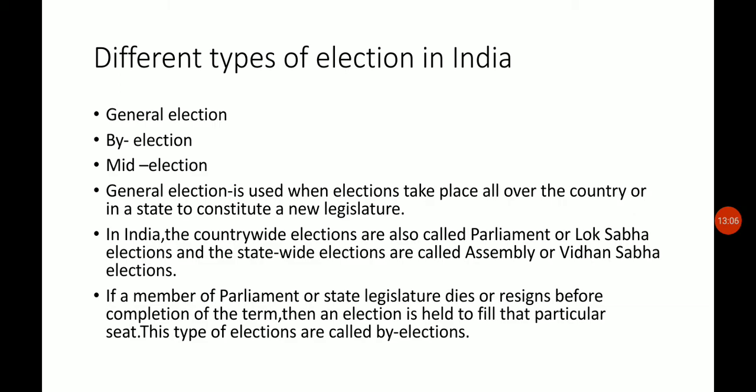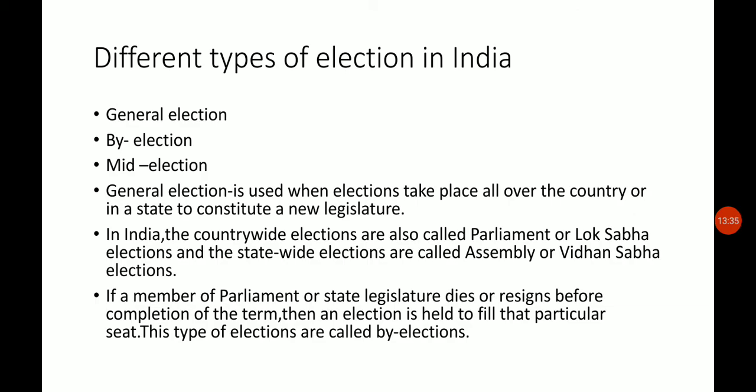Country-wide elections are also called Parliament or Lok Sabha elections, and when it is a state-wise election, it is called an Assembly or Vidhan Sabha election. So in India, elections are divided into 2 parts: the Parliament or Lok Sabha election, and at the state level, the Assembly or Vidhan Sabha. When it is central, we have Parliament, remember that.